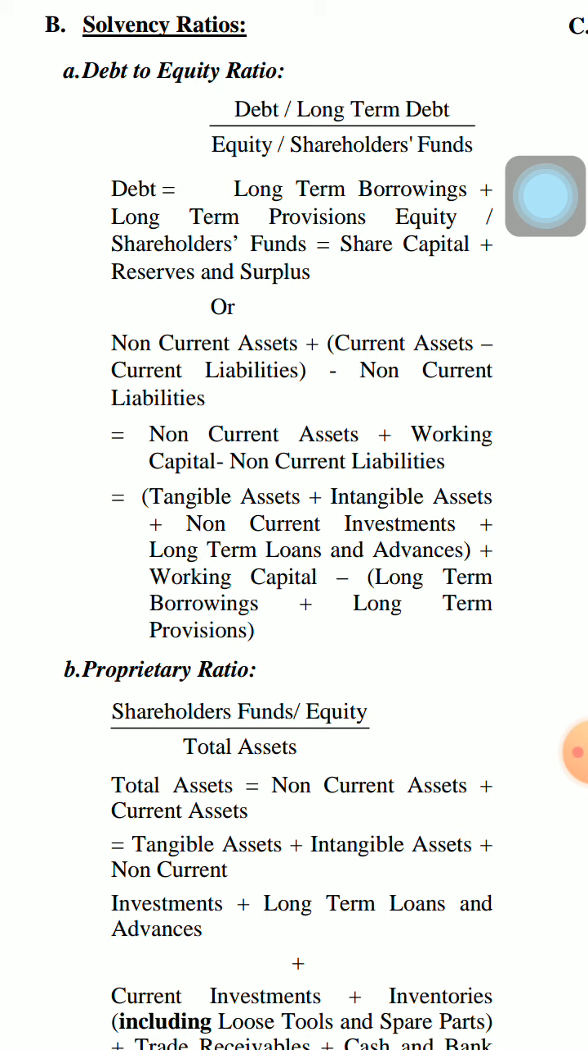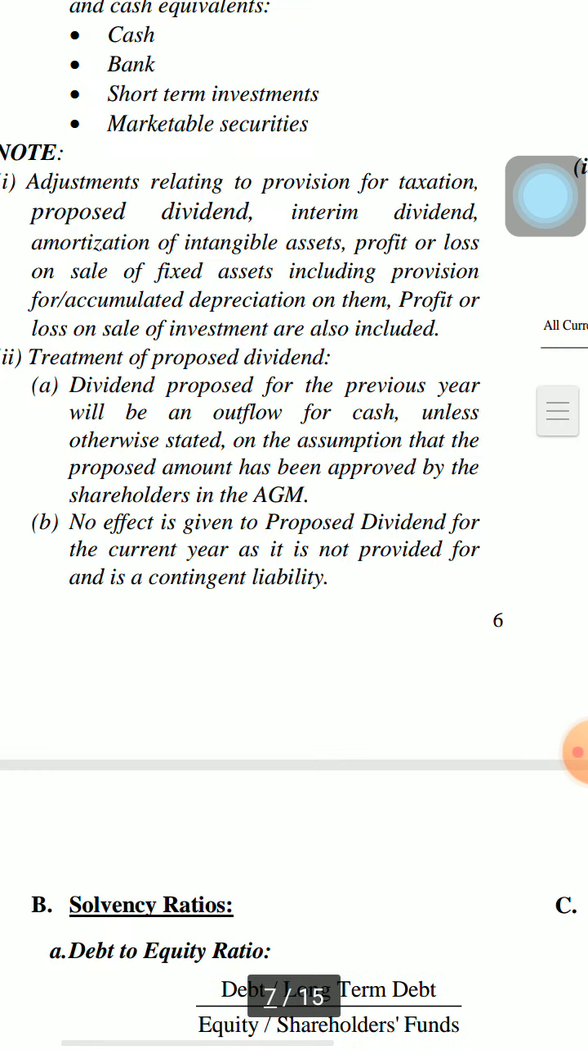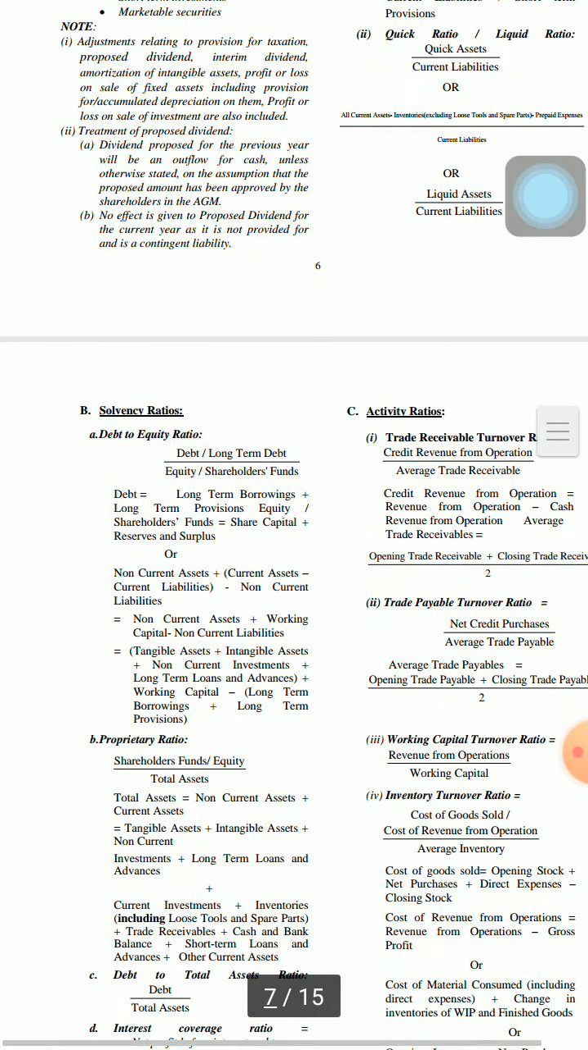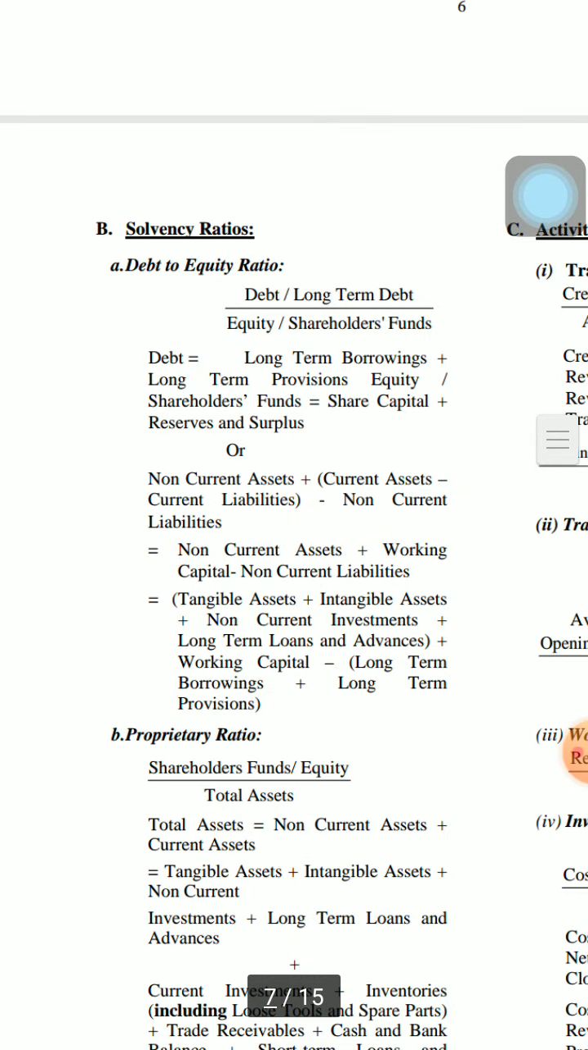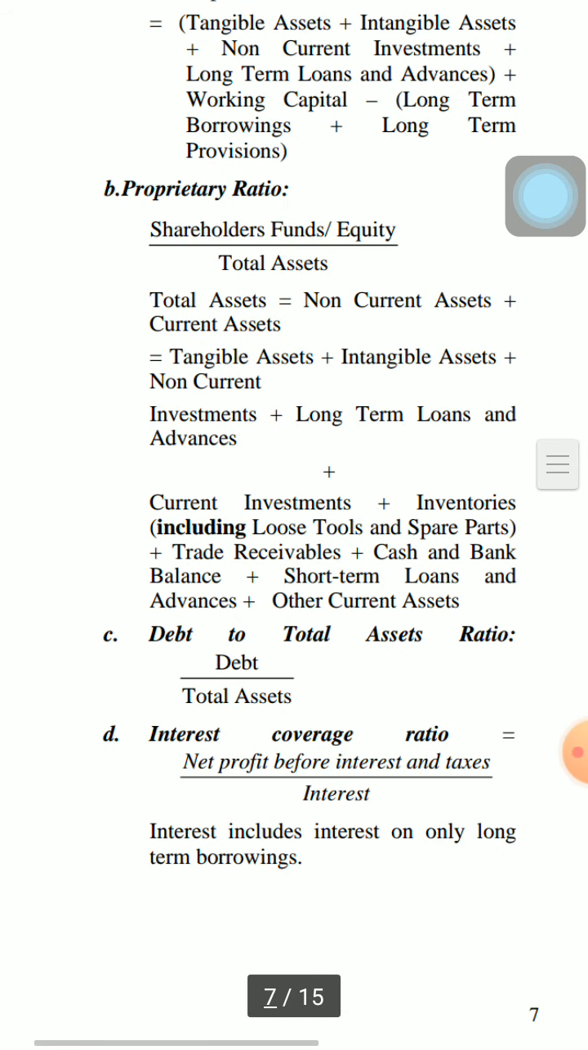you can get owner's fund, sorry, debt capital. That is, tangible assets plus intangible assets plus non-current investment, long-term loans and advances plus working capital minus long-term borrowings, long-term provisions. When you make some sums, you will understand it better. Let's understand first the theory part.